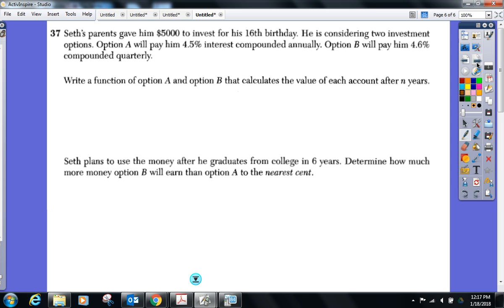5,000 on his 16th birthday. He's going to invest it. He's either going to use option A or option B to invest. We have a couple of questions based on those options. First question I'm going to do with you. Write an equation that represents option A and option B for n years. All right, so let's do option A first.